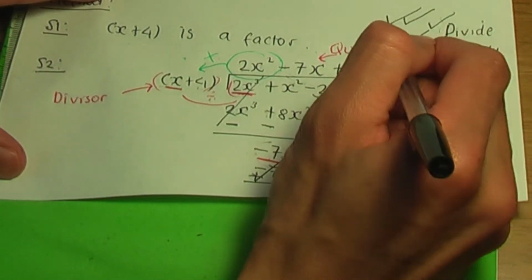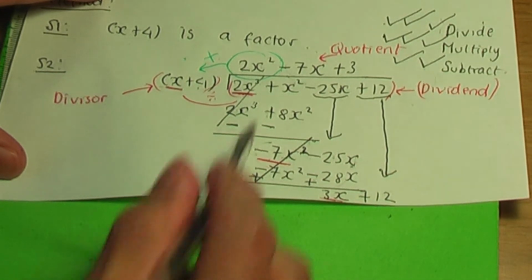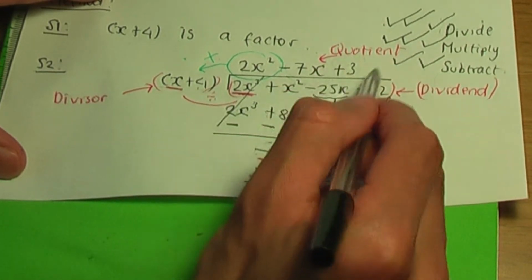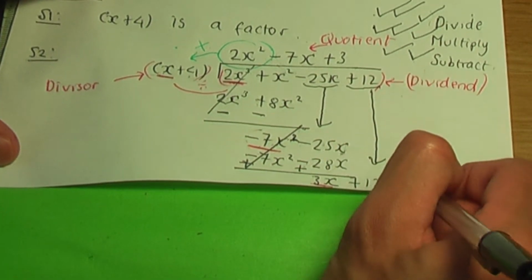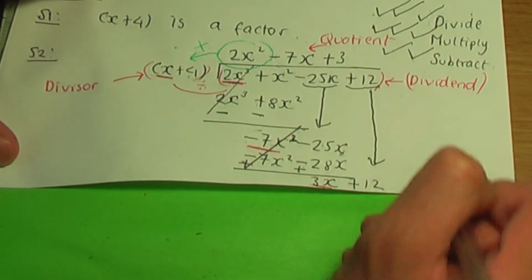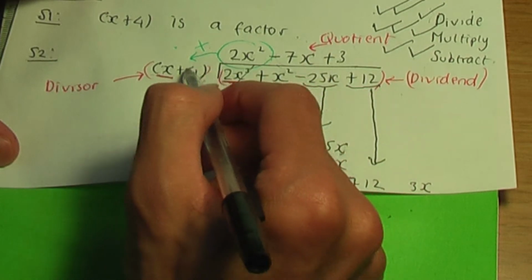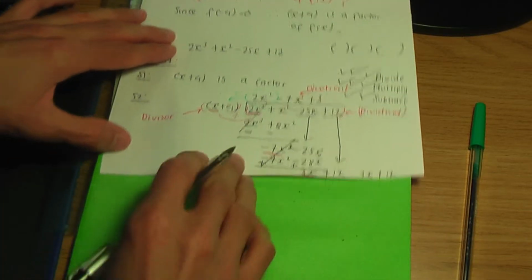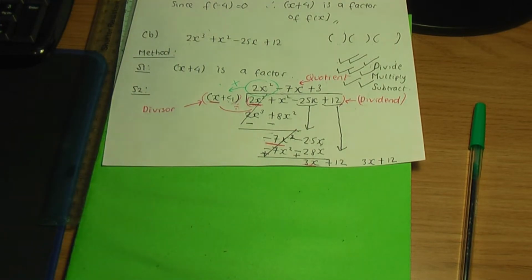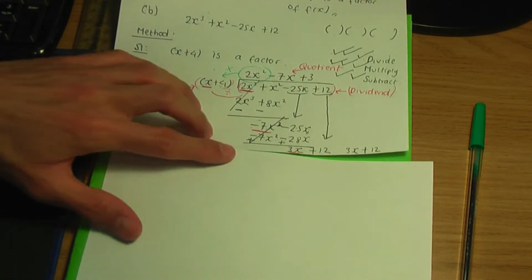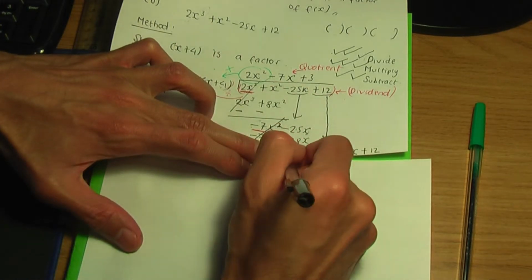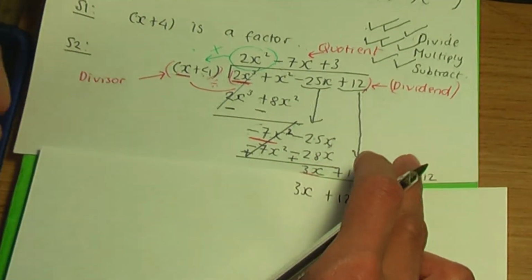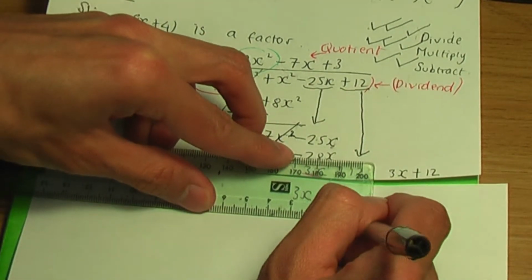And the next operation is multiply. Let's multiply the 3 by x plus 4. 3 times x is 3x. 3 times 4 is 12. Okay, so actually, let's do this. Let me copy down the 3x plus the 12 here, and let's get ready to subtract.